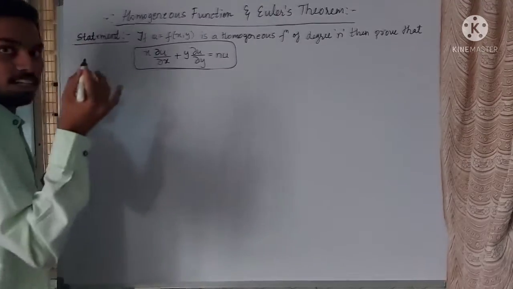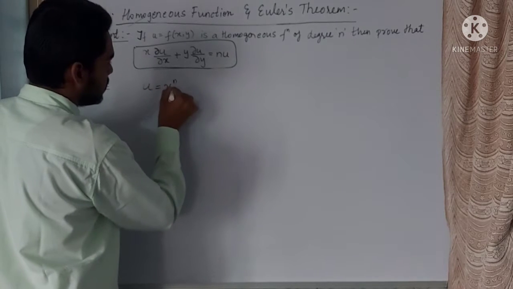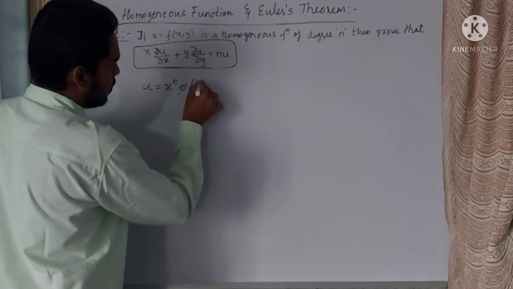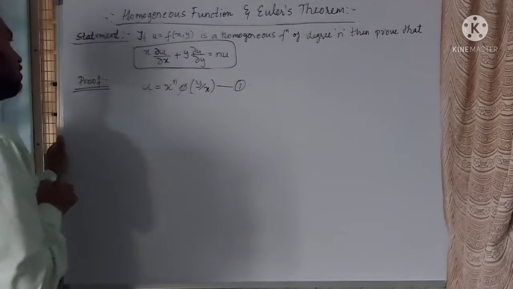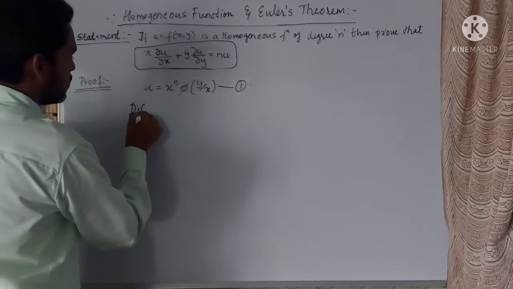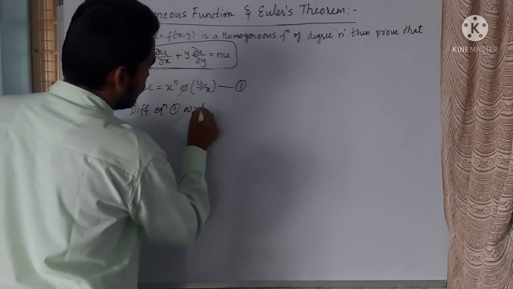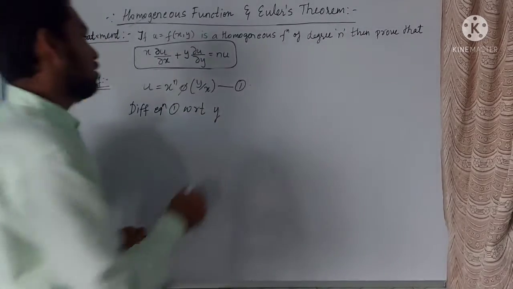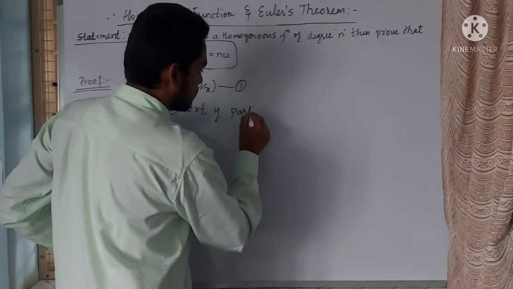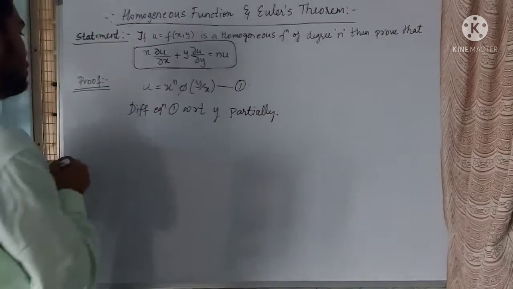Okay, we had the initial equation. What was it? x raised to n phi of y by x. So this was our equation 1. Now we need to differentiate this equation 1 with respect to y, because I want dou u by dou y. I am not doing the complete differentiation, I am doing the partial differentiation.